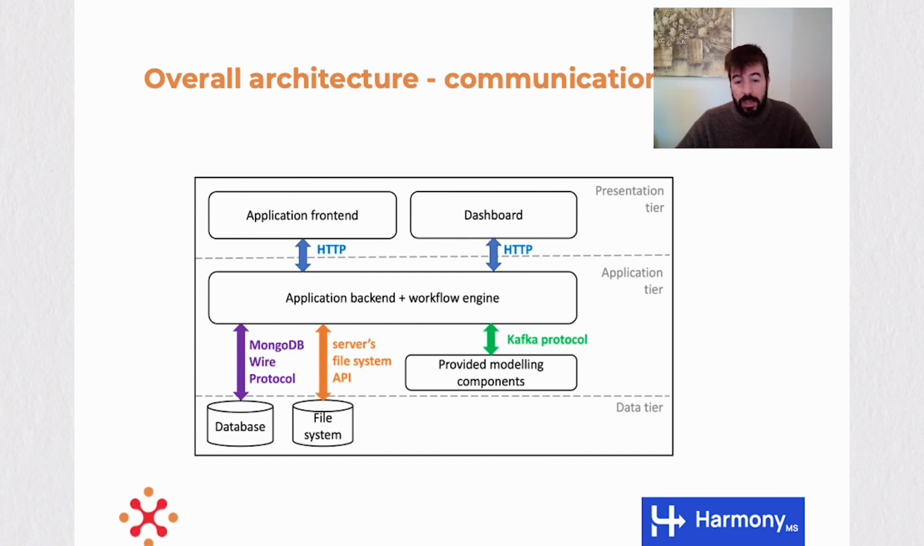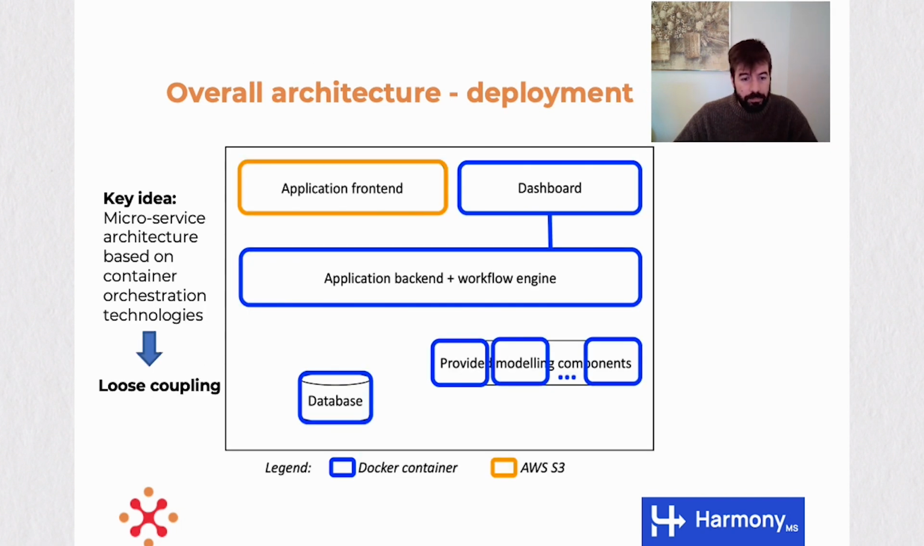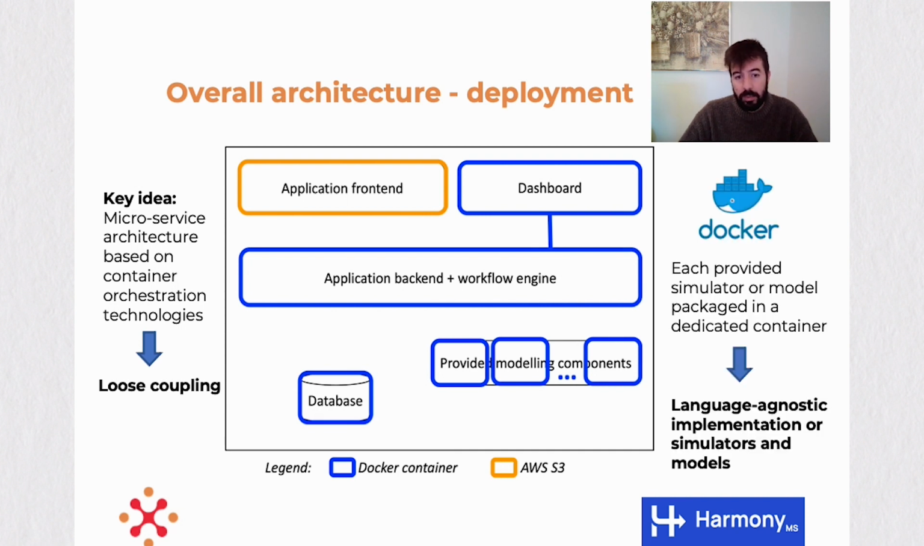Also now, if you look at the architecture from the perspective of deployment, you basically will see that we have made the conscious choice of structuring the application from the deployment perspective as a microservice architecture, and we have used container orchestration technologies. In particular, we have used Docker containers. This allows us to have loose coupling between the components of our application, and also allows us to have those provided modeling components written in any programming language.